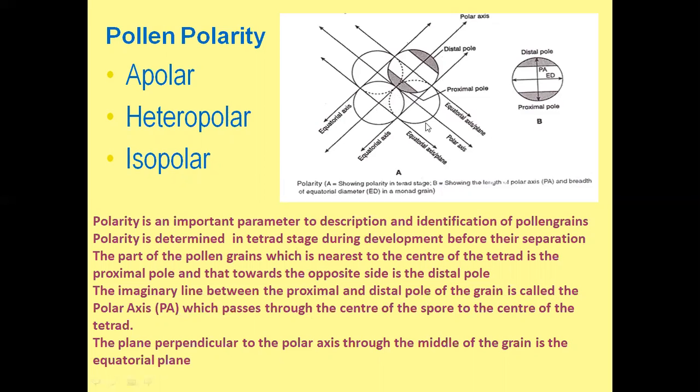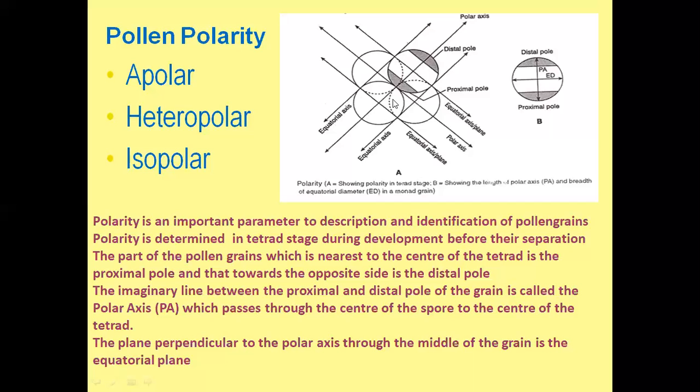This is the polar axis. So the plane perpendicular to the polar axis through the middle of the grain is the equatorial plane. So this is one of the pollen grains. This is the middle one. This is another one. This is the third one. This is the middle line. So the plane perpendicular to the polar axis, which passes through the middle of the grain, is known as the equatorial axis or equatorial diameter.